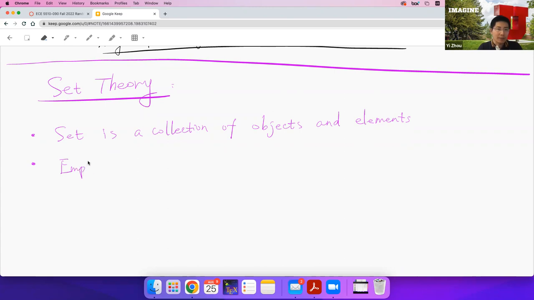And we define the empty set. We usually use this notation to denote the empty set. Right? The empty set means that it contains no elements. It's something like zero on the real line. Okay.